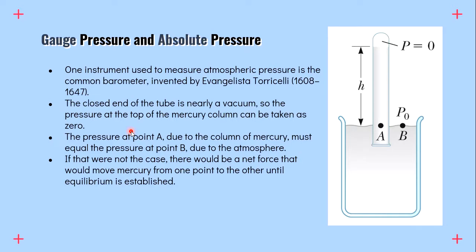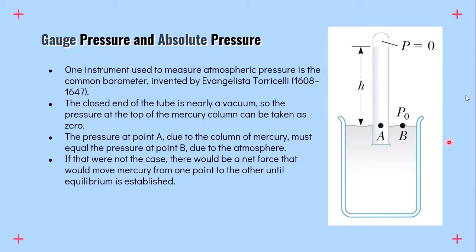So how did these terms come about? Now, one instrument used to measure atmospheric pressure is the common barometer, invented by Evangelista Torricelli in 1608, who was born in 1608 and died in 1647.